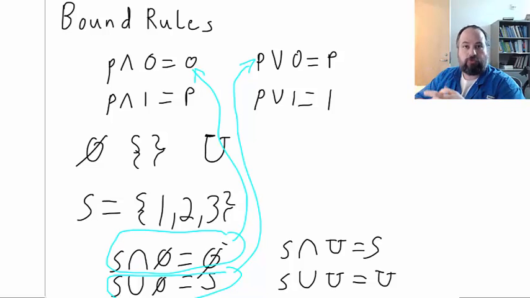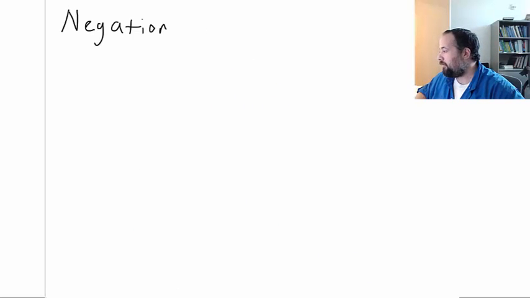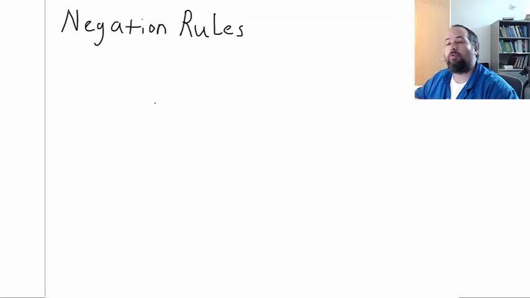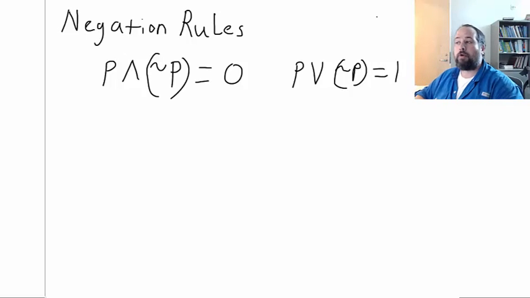So those are our bound rules. You can see how this directly relates to the bound rules that we used with predicate and propositional logic. Let's take a look at the negation rules. If you recall the negation rules, P and not P, which technically should be in parentheses, equals 0. The other rule is P or not P equals 1. Both of which are pretty intuitive, right?